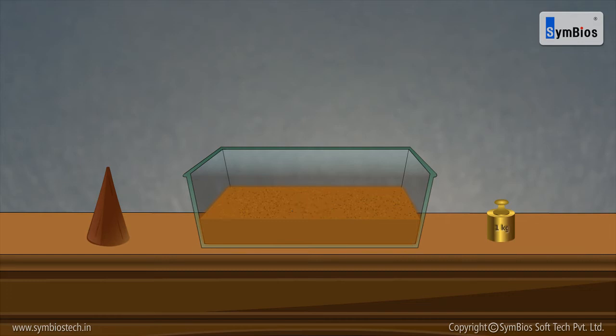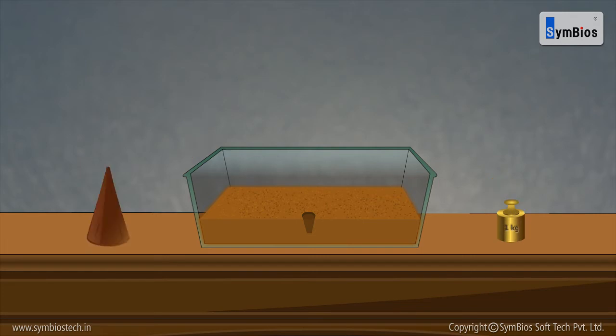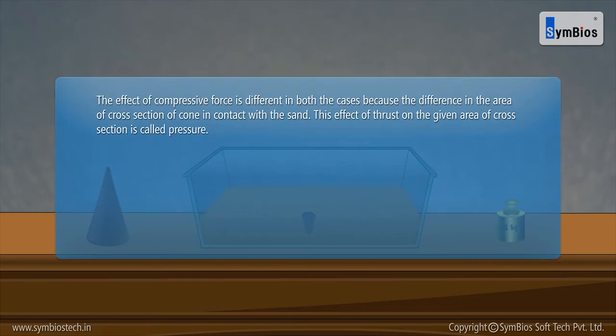We will repeat this activity with the narrow end of the cone. Now, observe that the depression formed is more than that of the broad end. The effect of compressive force is different in both the cases because of the difference in the area of cross section of the cone in contact with the sand. This effect of thrust on the given area of cross section is called pressure.